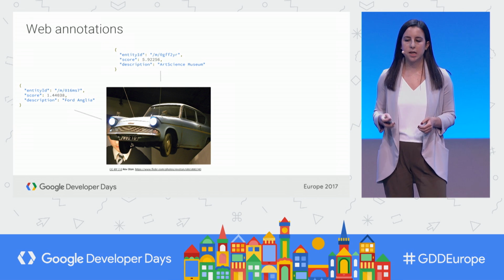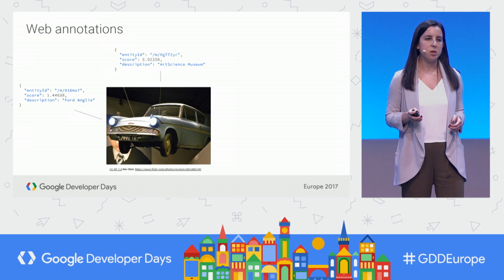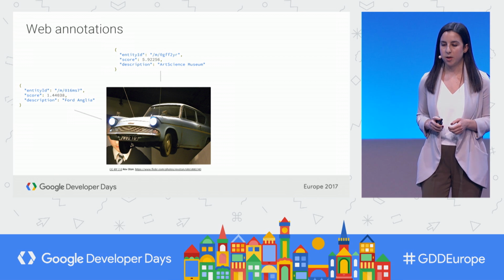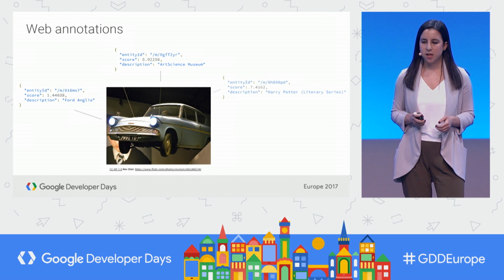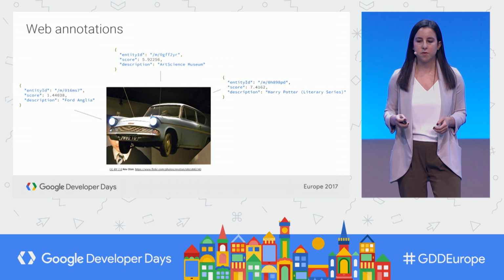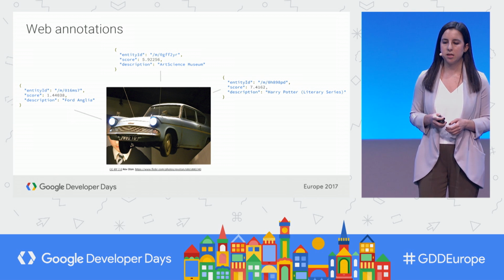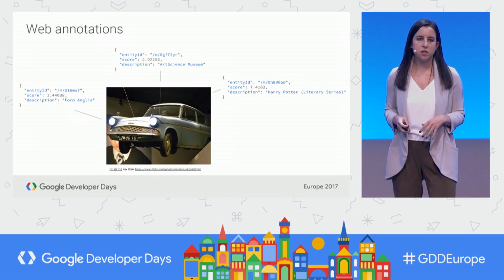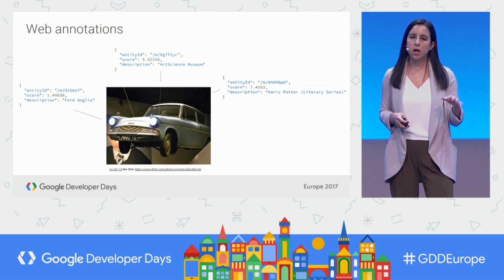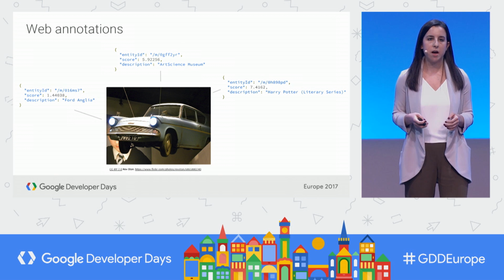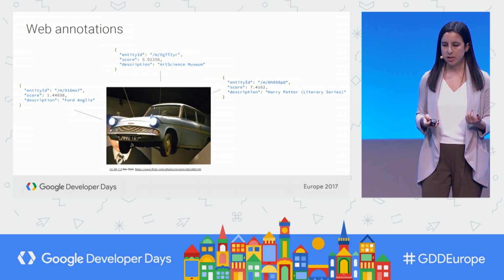It also returned Art Science Museum, which is a museum in Singapore where this car is currently on display. And then finally, it was able to tell me that this is from Harry Potter. So the way that it does this is it finds similar images from across the web, and based on the context of the pages where those other images are found, it's able to extract these entities.